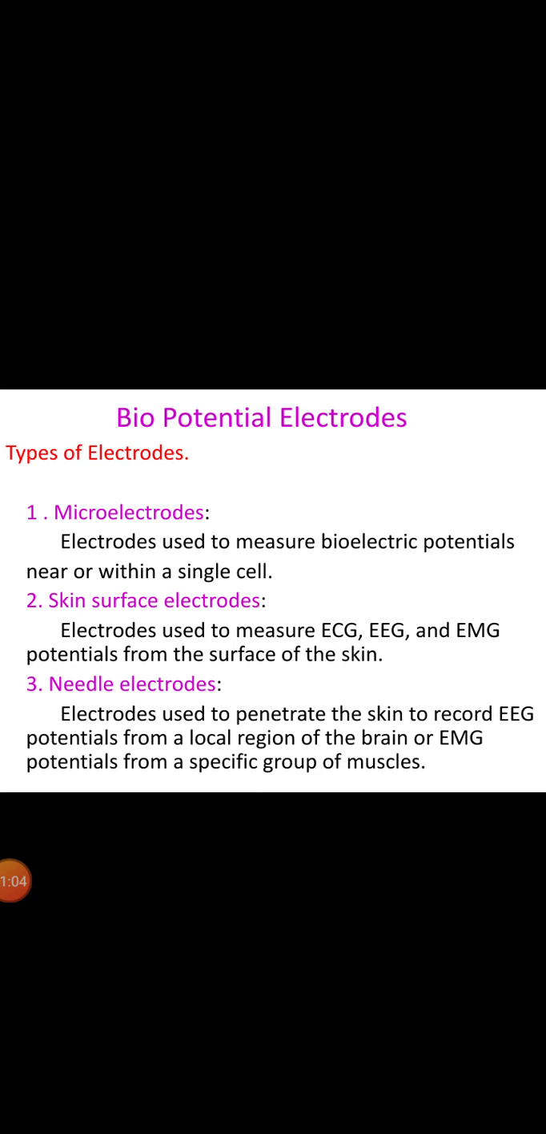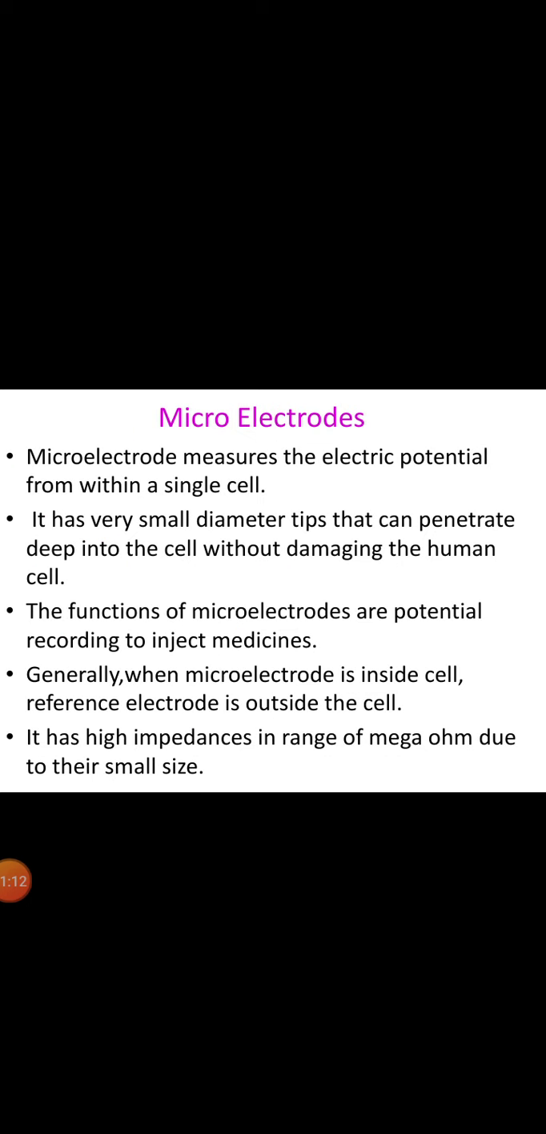Here are the three types of biopotential electrodes, known as microelectrodes, skin surface electrodes and needle electrodes. Electrodes used to measure bioelectric potential near or within a single cell are called microelectrodes. Their tips are sufficiently small to penetrate a single cell in order to obtain readings from within the cell. The tip must be small enough to permit penetration without damaging the cell. So the microelectrodes are of two types.